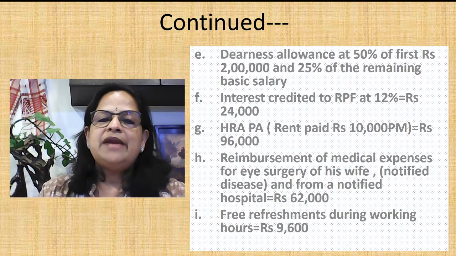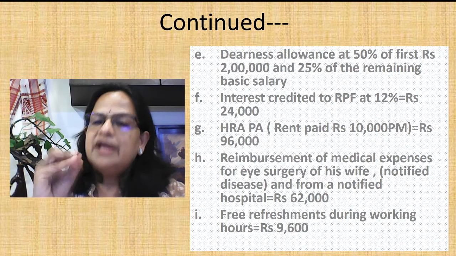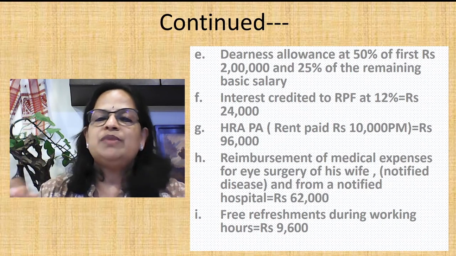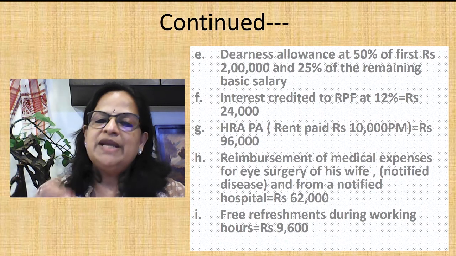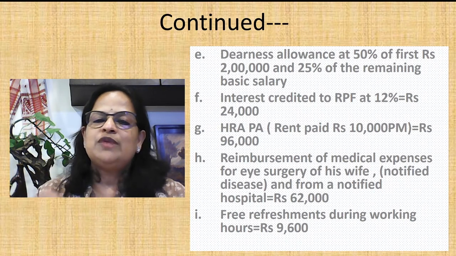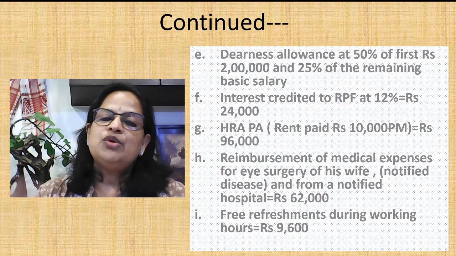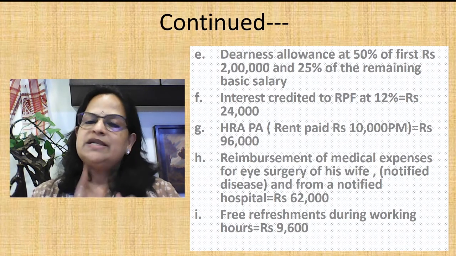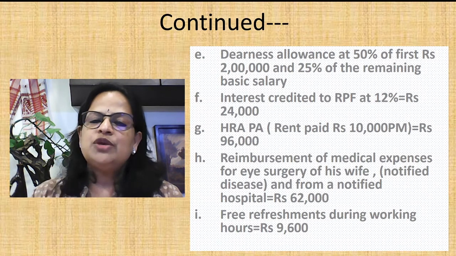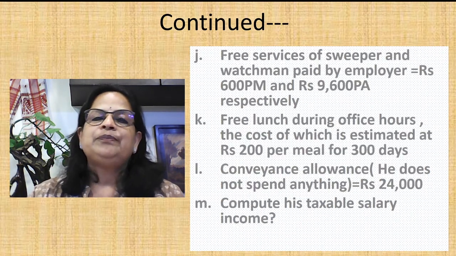HRA per annum is 96,000. Rent paid by employee is 10,000 per month. So we have to calculate the HRA computation. Reimbursement of medical expenses for eye surgery of his wife. Notified disease and from a notified hospital, exempted. Free refreshments during working hours, exempted.